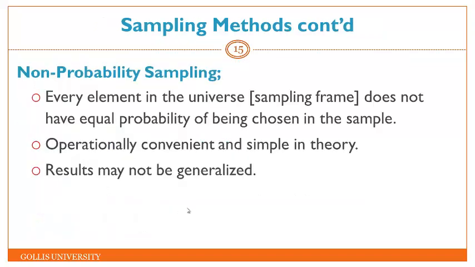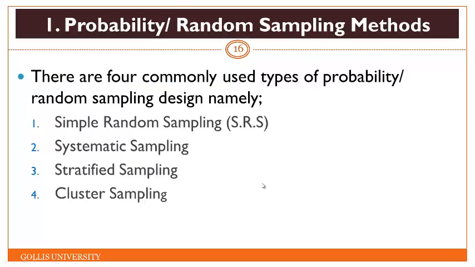This is different from non-probability. In a non-probability sampling method, every element in the universe or in the sampling frame does not have equal probability of being chosen. It is operationally convenient and simple in theory, and also the results in this study may not be generalized. Okay, so let us talk about the probability sampling method.